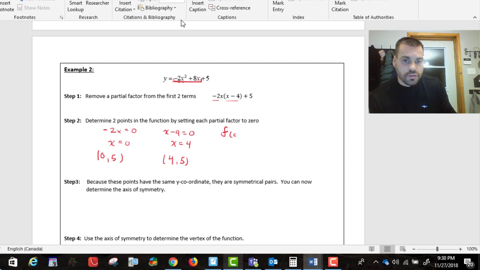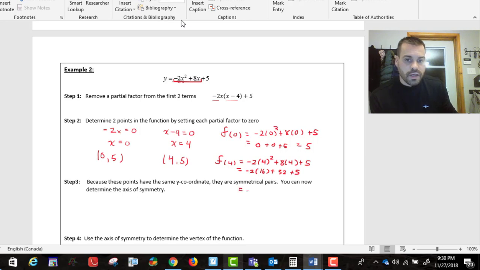Just to show you what I'm talking about, if I put 0 into my function, into y, I get minus 2 times 0 squared plus 8 times 0 plus 5. So that gives me 0 plus 5, which is 5. And then for 4, I get minus 2 times 4 squared plus 8 times 4 plus 5. And that gives me minus 2 times 16 plus 32 plus 5, which gives me minus 32 plus 32 plus 5, and that gives me 5. Okay, so that's where I'm getting those y values from.